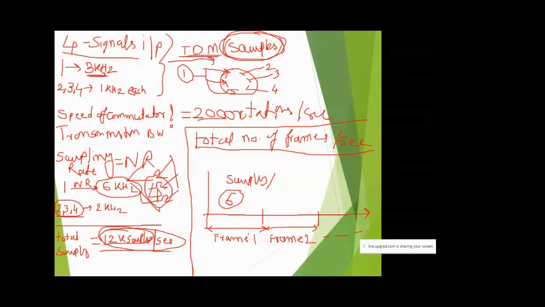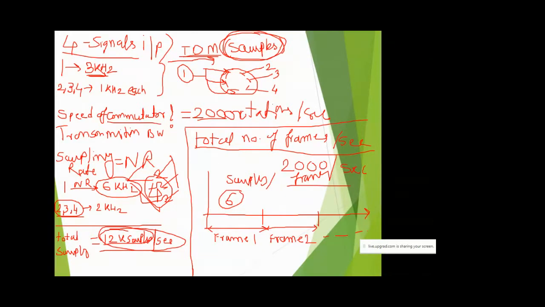So how many frames are generated? The total number of samples is 12,000. So 12,000 divided by 6 is 2,000. So 2,000 frames are generated in 1 second. This is one of the answers: the total number of frames generated in 1 second.